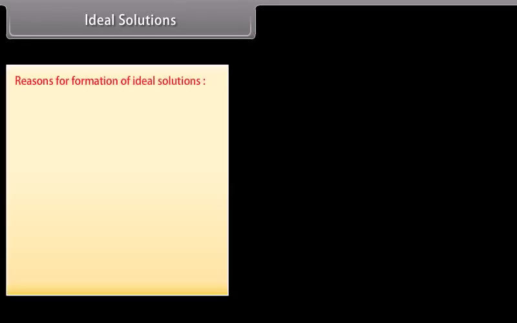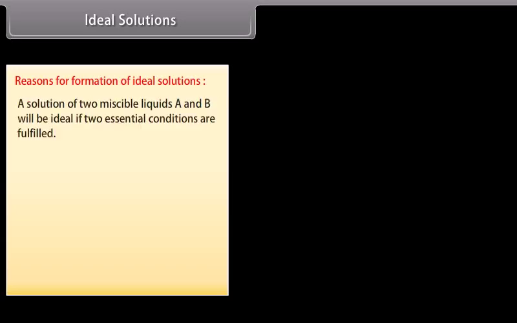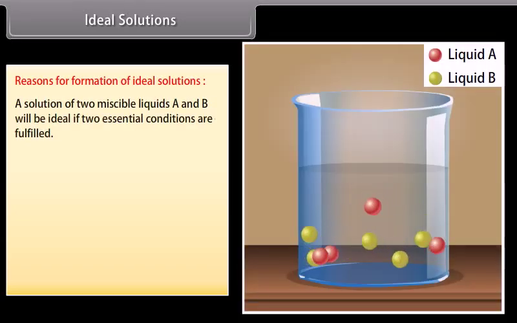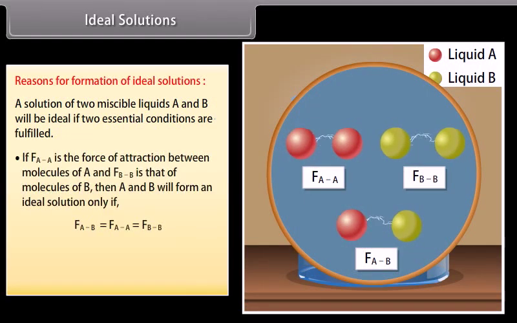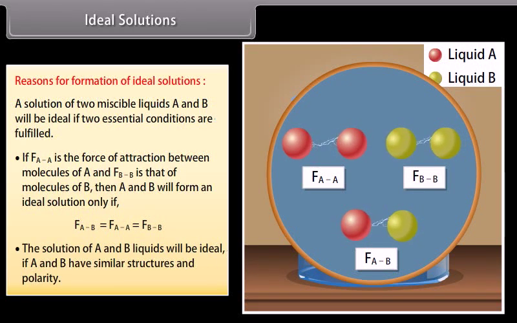Reasons for formation of ideal solutions. A solution of two miscible liquids A and B will be ideal if two essential conditions are fulfilled. The force of attraction between molecules of A and B is equal to the force of attraction within molecules of A and within molecules of B. The solution of A and B liquids will be ideal if A and B have similar structures and polarity.